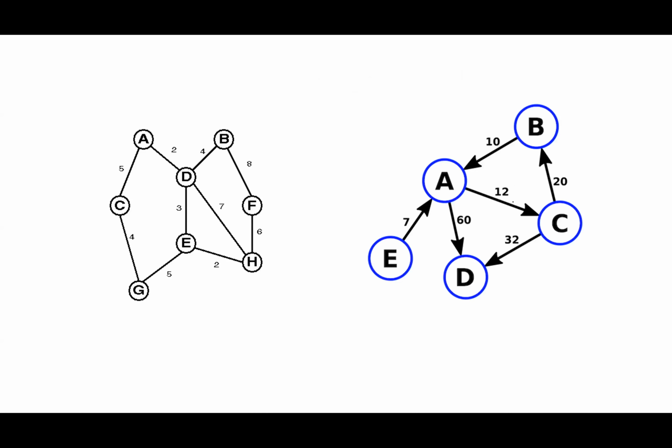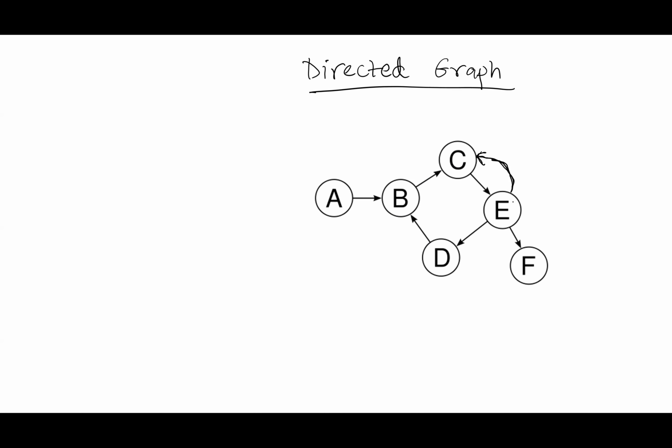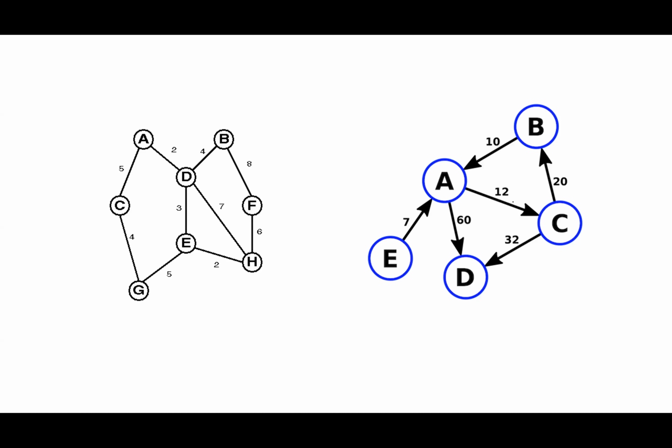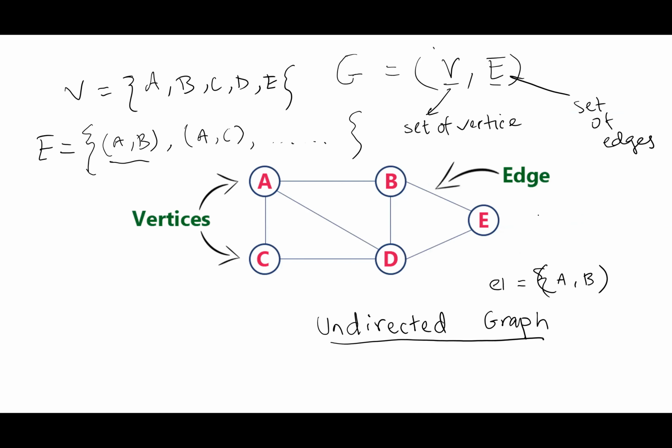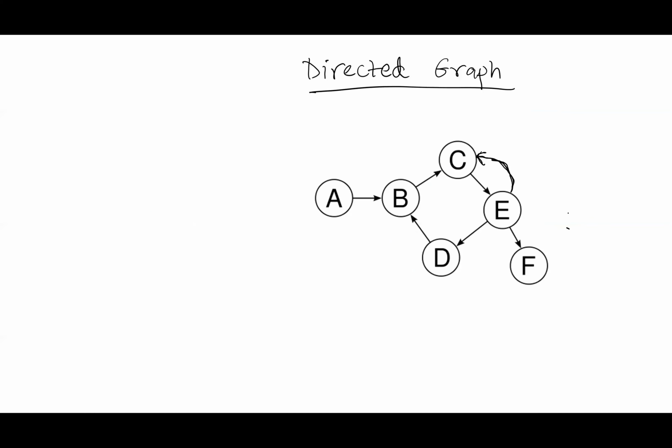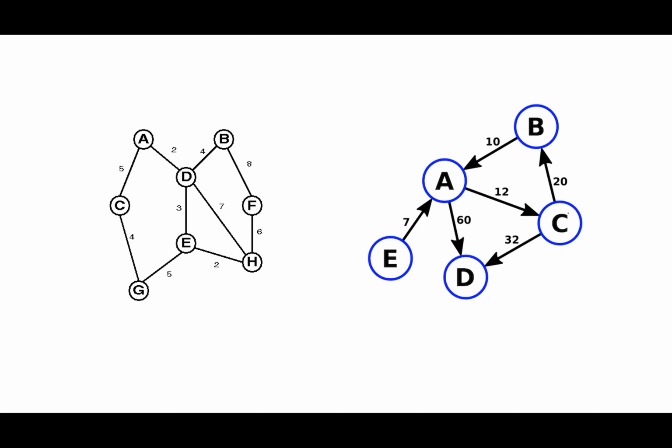Now, another thing is these edges can have weights. So in the first two graphs that we looked at, these two graphs are unweighted. So the edges don't carry any weight. But here you see this is a weighted undirected graph, right? This is a weighted undirected graph. And this one is a weighted directed graph.